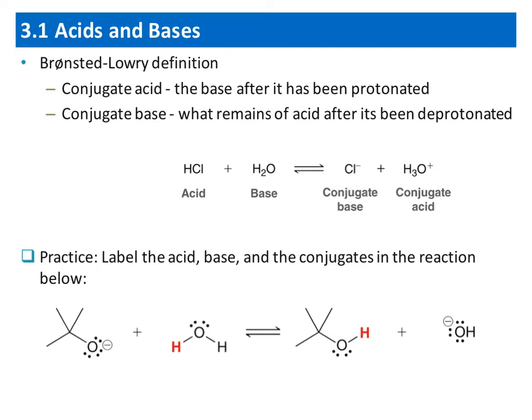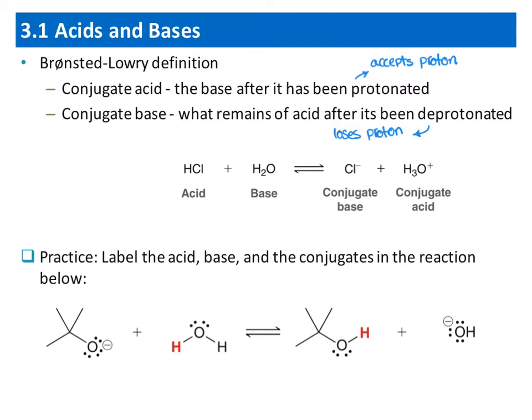Two other definitions here: conjugate acid and conjugate base. When the base accepts the proton, or what we say is becoming protonated, it will form a conjugate acid on the other side of the equation. So protonation means accepting a proton. And when the acid loses the proton or gets deprotonated, it will form a conjugate base on the other side of the equation. So deprotonation means losing protons.